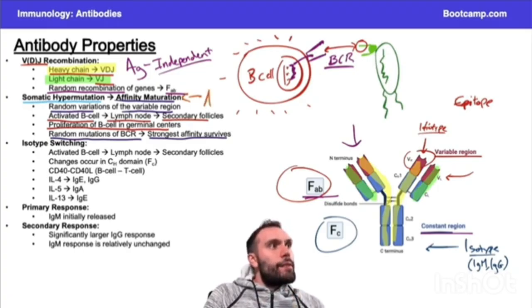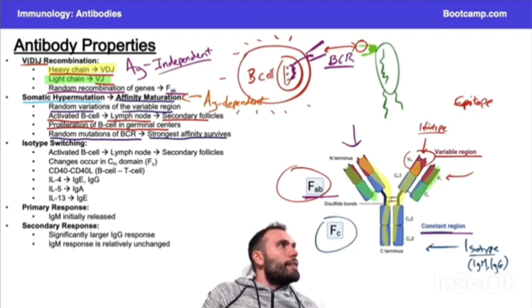And for that reason, this is going to be antigen dependent. Okay, so this is going to depend on the antigen that binds to it. That's what's going to trigger this whole process. So somatic hypermutation, affinity maturation, here, let's kind of highlight these. These are going to be antigen dependent. Okay, isotype switching is as well, which I'll talk about in a minute. And then VDJ recombination, that's antigen independent.